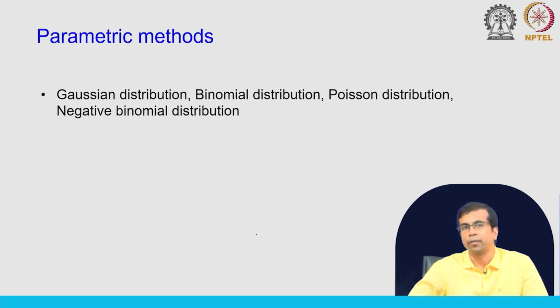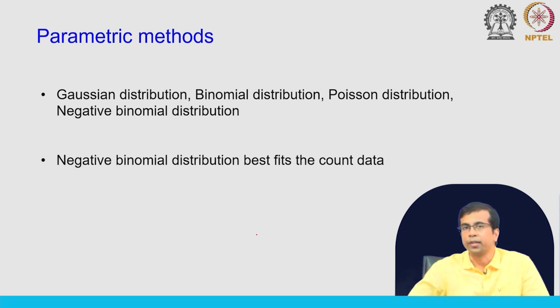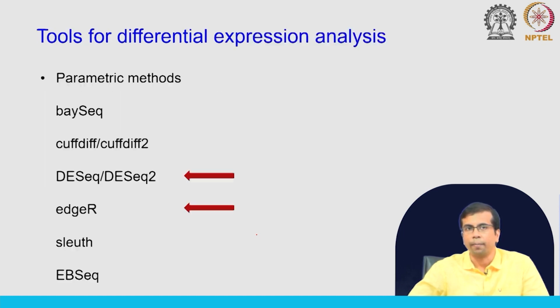What parametric methods in general do is that they assume a distribution for the count data, and you can assume a lot of different types of distribution: Gaussian, so normal distribution, or binomial distribution, Poisson distribution, or negative binomial distribution. What researchers have seen is that the negative binomial distribution best fits the count data because it is usually over dispersed, so the dispersion is quite high. Here the mean is actually less than the variance. So we usually use the negative binomial distribution. All these tools that I have just mentioned use this negative binomial distribution assumption for the count data.